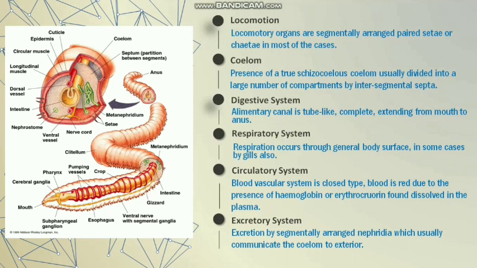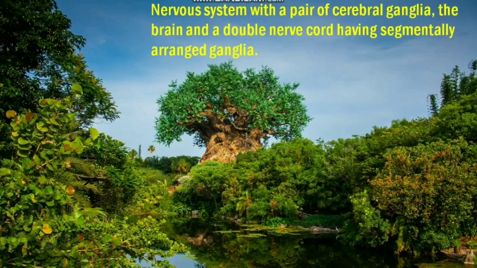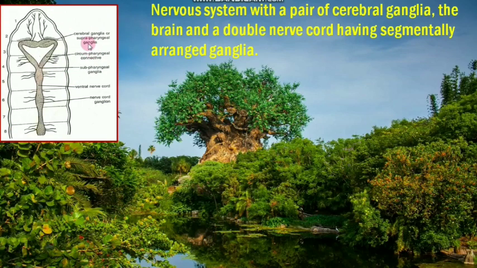So let us move to the nervous system. In Annelida, the nervous system is composed of a pair of cerebral ganglia. These cerebral ganglia act as the brain, and a double nerve cord originates from the brain, or cerebral ganglia, and runs backward with segmentally arranged ganglia. So you can see in this figure, this particular portion is the cerebral ganglia, which runs backward, and you can see segmentally arranged ganglia here.